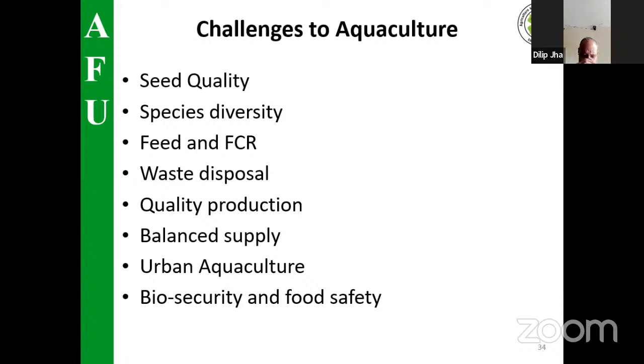If plankton and other things are already there in the pond, then there is a possibility. Otherwise, if you provide 1.5 kg of feed to produce 1 kg of fish, it's okay. I think it's profitable. Then waste disposal, quality production, balanced supply, urban aquaculture, then biosecurity and food safety. So these are the things. The Network of Aquaculture Centres in Asia, whose main office is in Thailand, is also working on how to manage biosecurity and food safety.